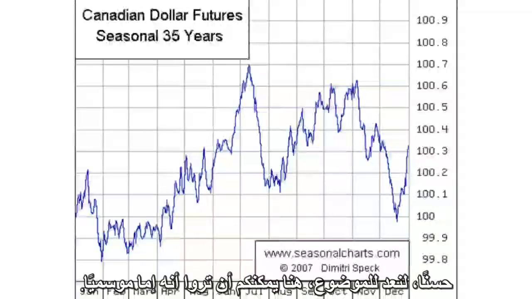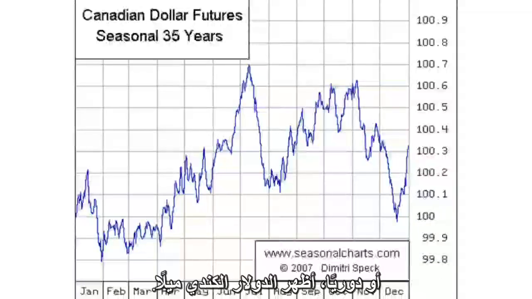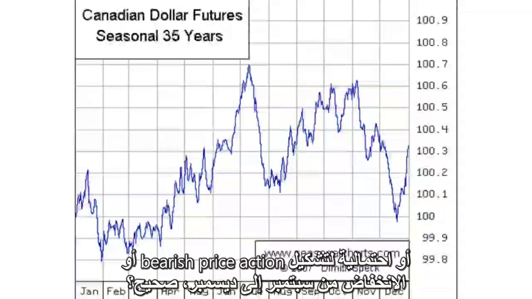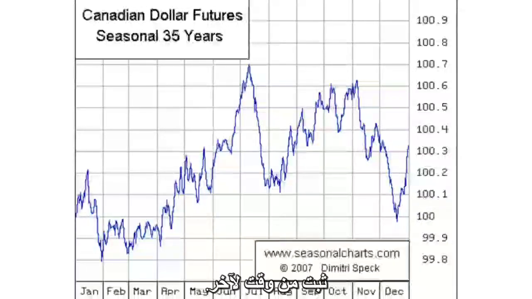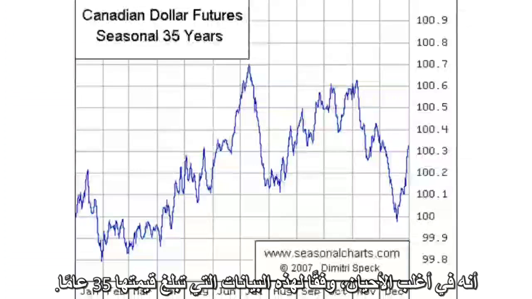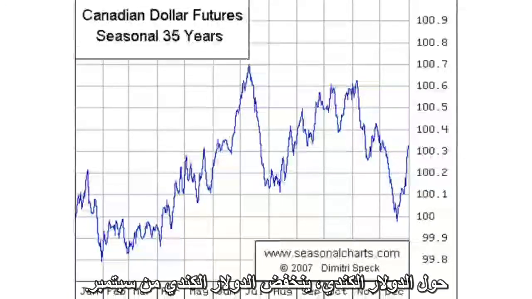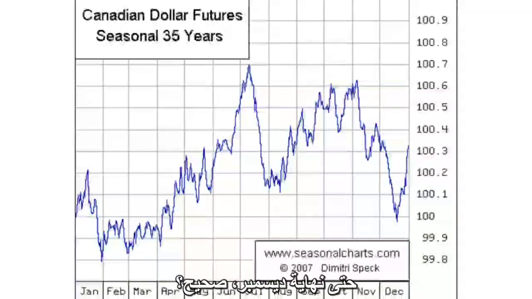Okay, so let's get back. Right here you can see that seasonally or periodically the Canadian dollar has shown a tendency or likelihood to form bearish price action or to go lower from September to December, right? Which means that historically it's proven from time to time that more often than not, according to this 35 years worth of data, the Canadian dollar goes lower from September till December's end.